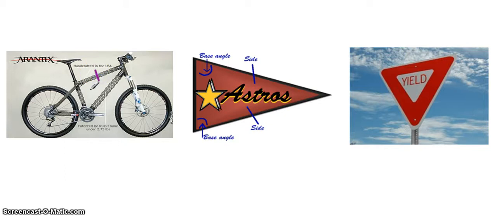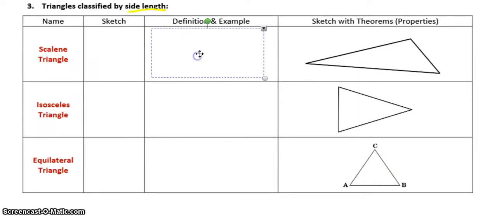A scalene triangle has none of the same side lengths. For example, all three of these different lengths in this frame of a bicycle are different lengths. For an isosceles triangle, two of the lengths of the triangle are the same, such as in this pennant, this length and this length are congruent, but this length is not. In an equilateral triangle, such as in this yield sign, all three of the side lengths are congruent. It's equilateral. All the sides are equal. That's what equilateral means. Let's go ahead and fill out these definitions.